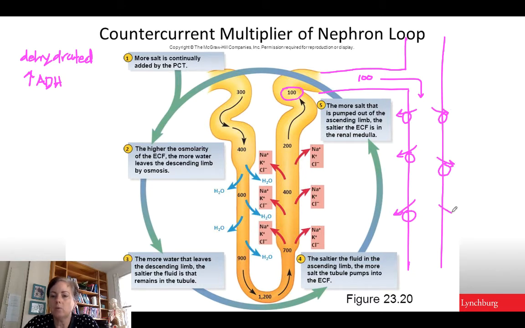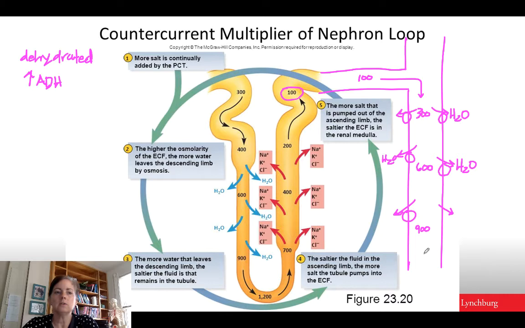So the more water that we reabsorb, the more concentrated the urine that's left inside the tubule is going to become. As we're pulling out water the whole way down, this osmolarity inside here is going to increase, and then we're going to pull out even more water, and it's going to increase, and we're going to pull out even more water, and that urine is going to increase even more in its concentration.